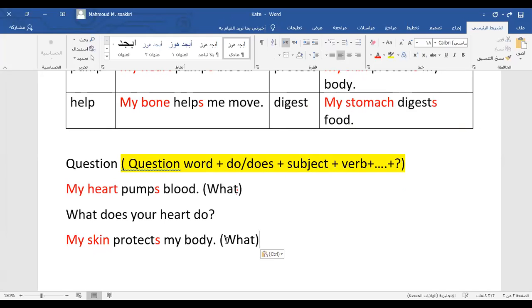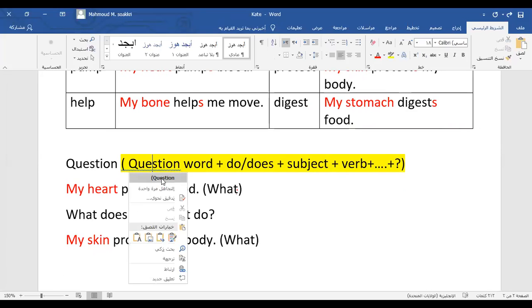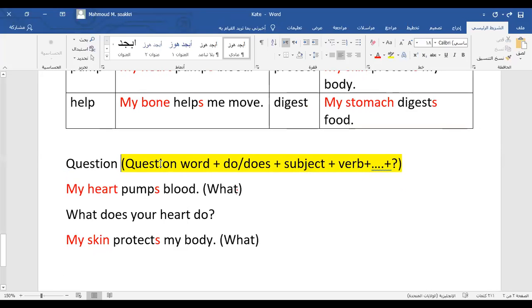Listen to me, Yusuf Khalid. Look at the grammar rule. We start with the question word, right? Please, before you answer me, listen to me. Can you listen to me before you answer? Because I don't want your answer only. I want other students to understand what we are doing. Okay? Now, what is the first thing we write when we make a question?